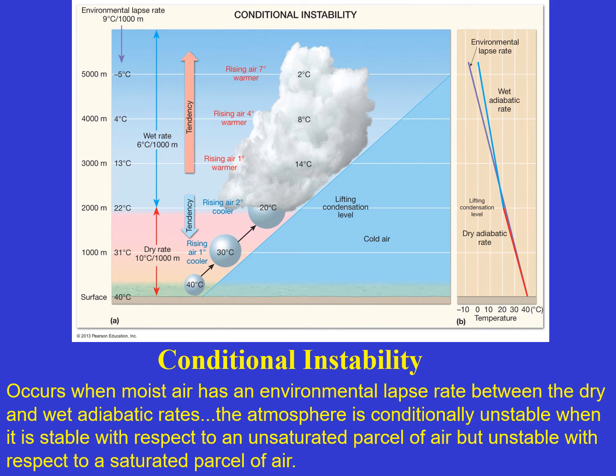Conditional instability occurs when moist air has an environmental lapse rate between the dry and wet adiabatic rates. The atmosphere is conditionally unstable when it is stable with respect to an unsaturated parcel of air, but unstable with respect to a saturated parcel of air.